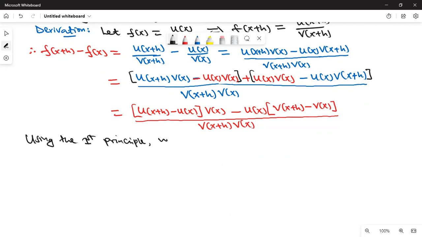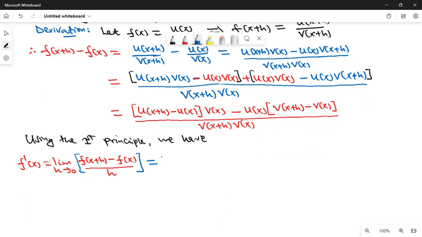What will we get? Now we need f prime of x. f prime of x is the same as the limit as h approaches 0 of f of x plus h minus f of x, and the whole of this you divide by h. That is from the first principle. And so we can substitute what we have. In the numerator, we replace with the whole of that.